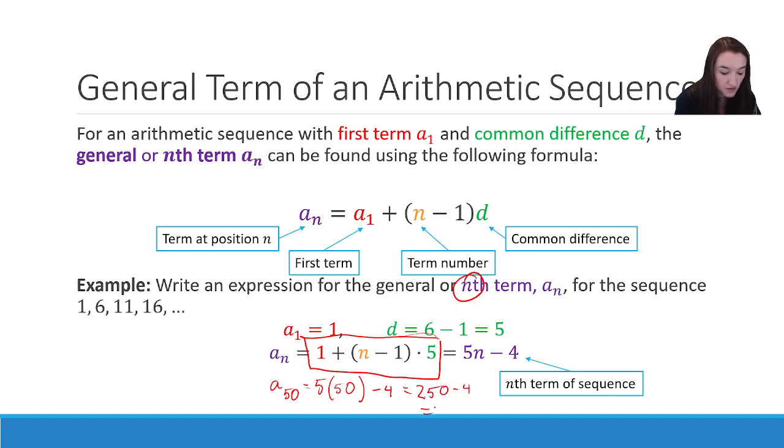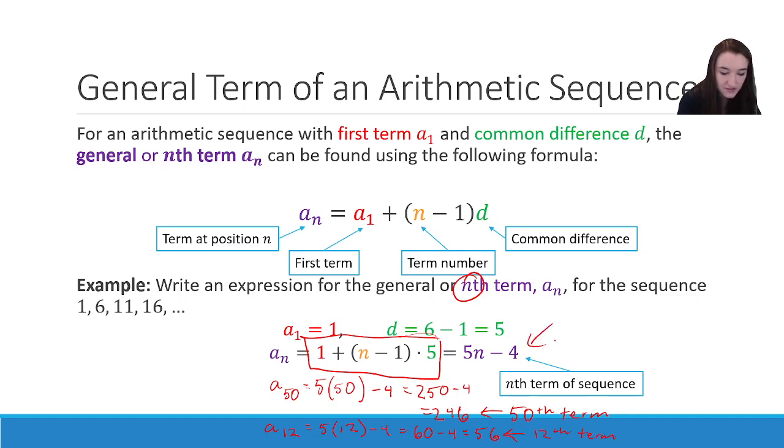So then I would know that the 50th term of the sequence is 5 times 50, which is 250, minus 4, so 246. Yeah, 246, right? If I want to know what A14 is, I plug in 14. Say A12, that's 5 times 12 minus 4, so that's 60 minus 4 equals 56, and that is the 12th term, and so on.